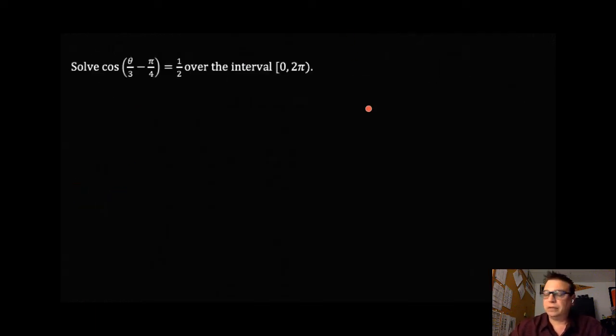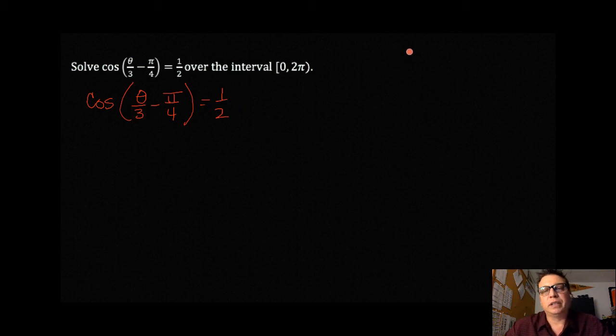All right, another example. This one's a little ugly, okay? So if I look at this, cosine of theta divided by 3 minus pi over 4 is equal to 1/2. All right, so let's deal with cosine. I just want to get an idea of what cosine looks like. We know we start at its high point, come down, around, and back up. And I want to know, when am I at 1/2?